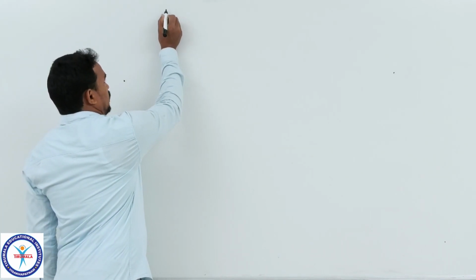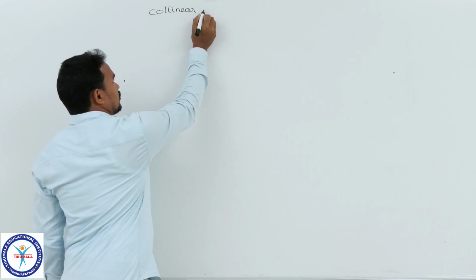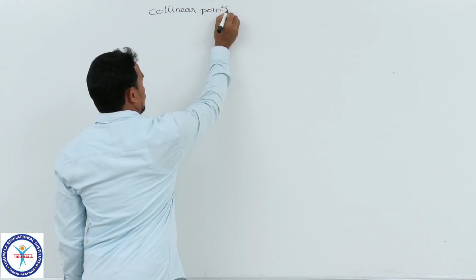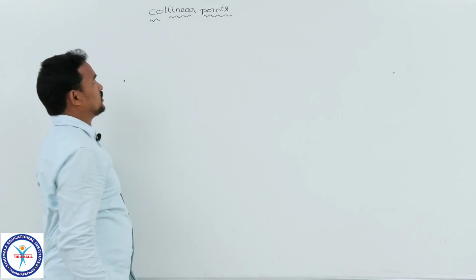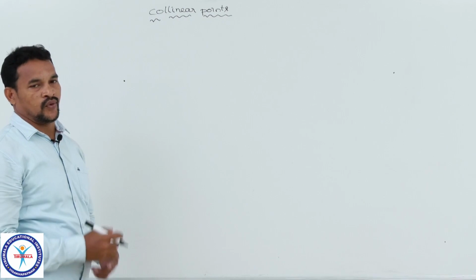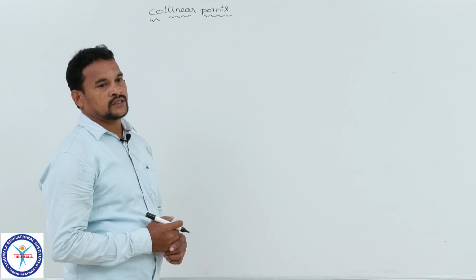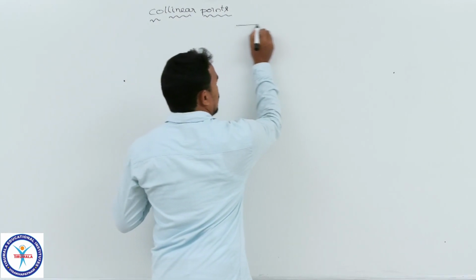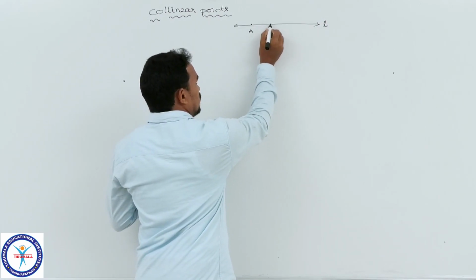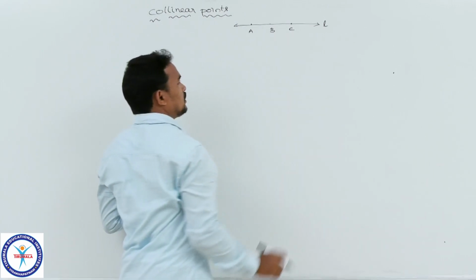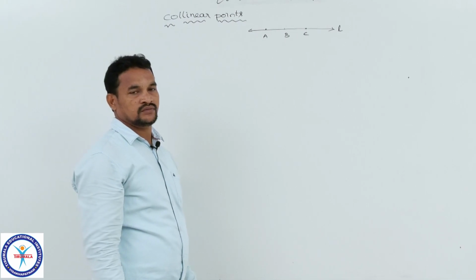Now we learn about collinear points. Which points are collinear points? If 3 or more points lie on the same line, here it is the line L, on this line if A, B, C lie on the same line, then A, B, C are called collinear points.